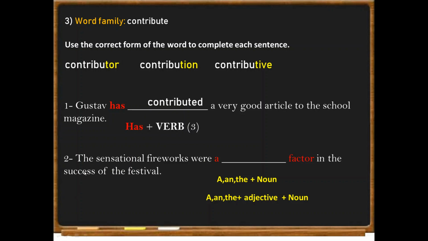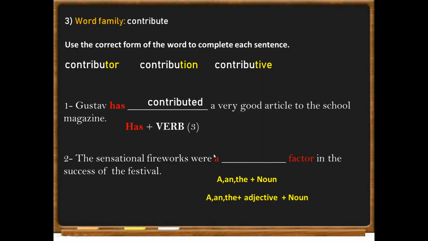Number 2, the sensational fireworks were a blank factor in the success of the festival. Again, I have already highlighted the article A بالأحمر, also factor باللون الأحمر. A تسمى باللغة الإنجليزية article, يعني أداة تعريف. من أدوات التعريف اللي we know a, an, and the. Also we know after them we have to have a noun. بعد أدوات التعريف لازم يكون عندي اسم. But in this case في هاي الجملة this is the noun actually. هذا هو الاسم. Factor بمعنى عامل.